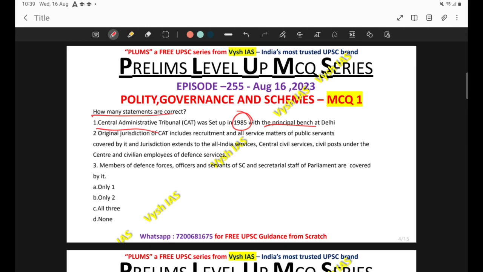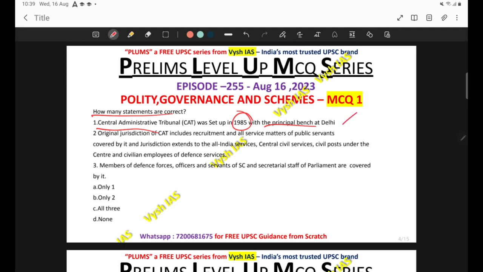Otherwise, mugging up all these details will become a tedious task. So please go to the background of tribunals, why it was set up, why there was a necessity. Once you understand that basic fact, you can relate that in the 1980s it should have been set up. They are not going to ask something very specific like 1986 is the correct year. If you know an approximate time period, that will be enough for you to attend these kind of questions. So this statement is correct. It was set up in 1985.